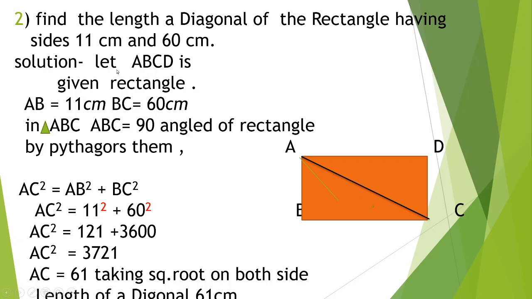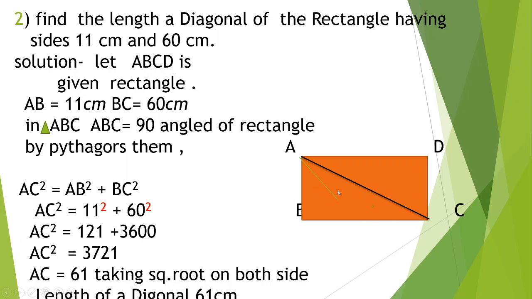Now solution. We write here, let ABCD be a given rectangle. AB is equal to 11 cm, this side, and BC is equal to 60 cm. To draw the diagonal, we get two right angle triangles in ABCD, because in a rectangle, all angles are 90-degree angles. So, we get ABC as a right angle triangle. I take triangle ABC. Here AB is 11 cm and BC is 60 cm is given.